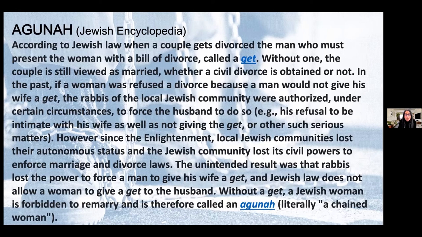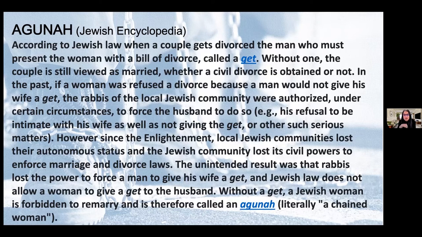So in the past, if a woman was refused a divorce because a man would not give his wife a get, the rabbis of the local Jewish community were authorized under certain circumstances to force the husband to do so. So they could force him, that's if he's around, right? If he's not around, you can't really force him.